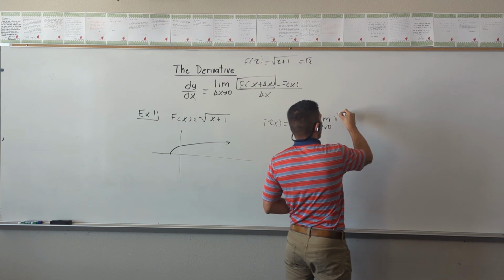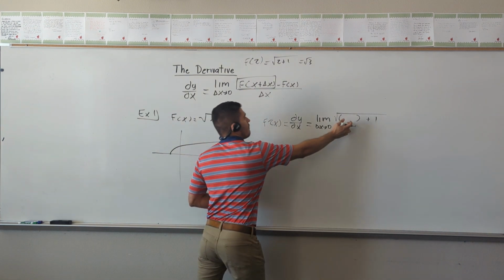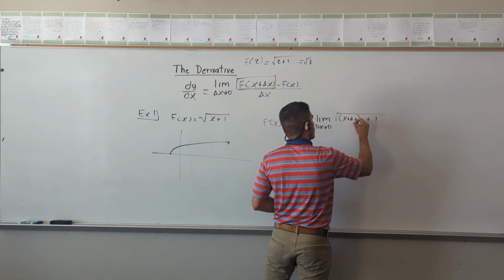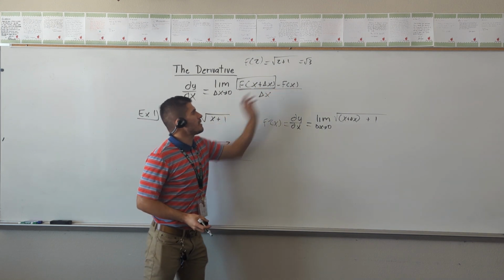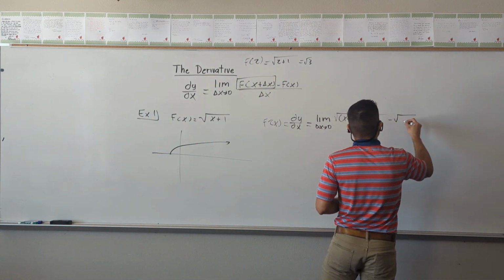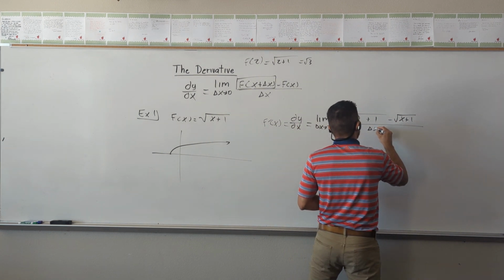So that's going to become the square root of, for x, I need to input x plus delta x. There we go. So I got that part done. It says minus f of x. Well, I know f of x is this, so I just have to do minus the square root of x plus 1, all divided by delta x.